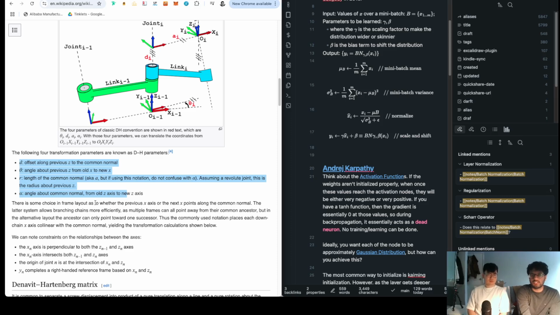You can think of it as the distance between the z's almost. And theta is the angle from the previous z, from old x to new x. So basically you have 4 parameters, and it doesn't matter how you get them. Usually the manufacturer will just give them to you. So this is just the length of the arms, or the length of the links? Yeah, roughly corresponds to that.